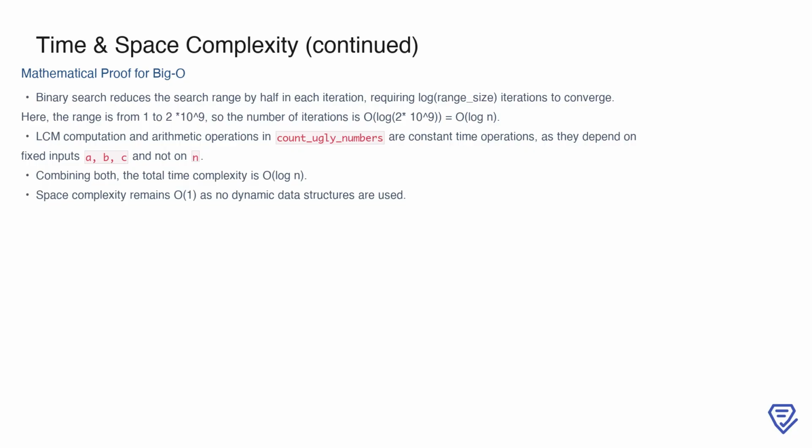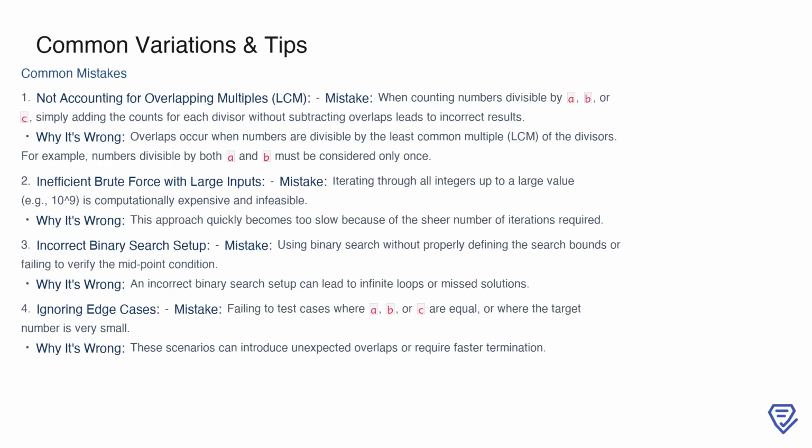Meanwhile, the helper function count_ugly_numbers performs constant time operations like LCM computations and arithmetic calculations, as these depend only on the fixed inputs a, b, c and not on the input size n. Combining both, the total time complexity remains O(log n). The space complexity, on the other hand, remains O(1), as the algorithm avoids dynamic data structures and only utilizes a fixed amount of memory for variables and calculations. In this problem, there are several common mistakes that can trip up even experienced programmers.